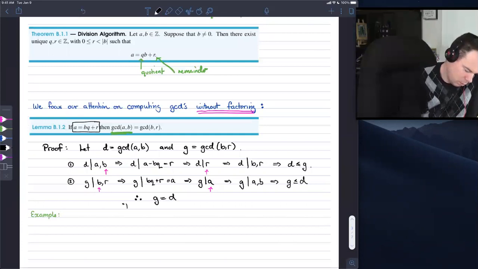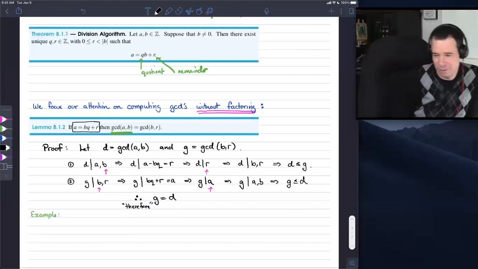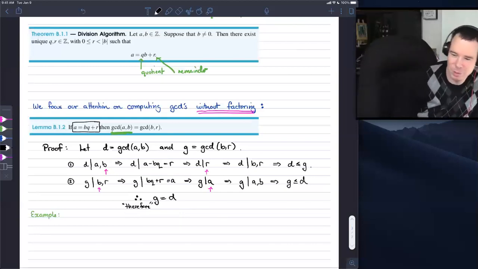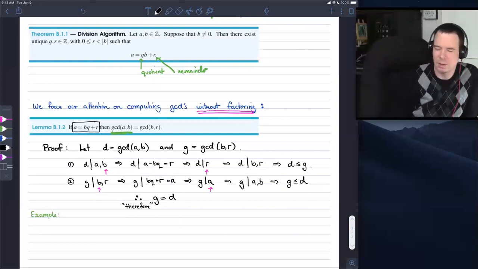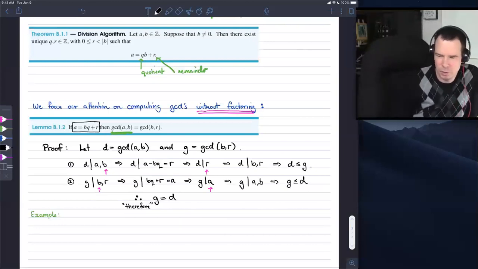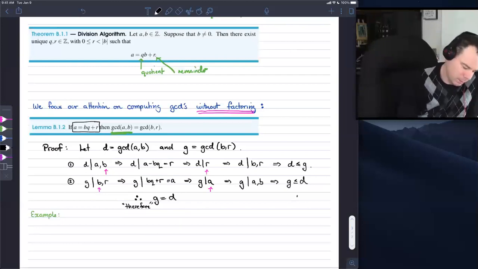So I'll write that in quotes just for now. This is just a shorthand to save from having to write a lot, but in this case I had to write more because I had to explain what the triangle of dots means. In the future, I'll just write the triangle of dots to abbreviate for therefore. So therefore, G is equal to D, and we are done.